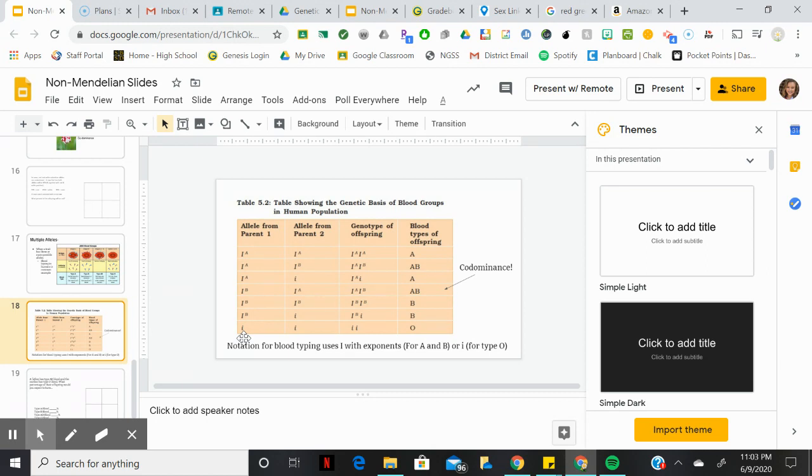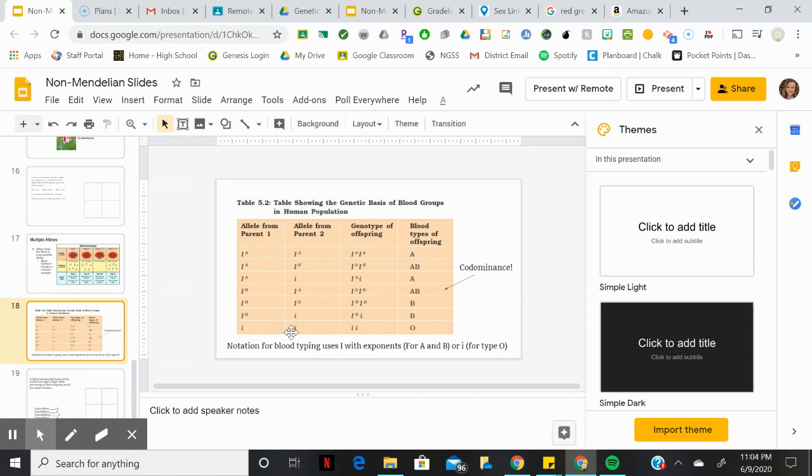I'm assuming it's because antigens and antibodies are all often called immunoglobulins. But anyway, remember that it is the I. Okay? I capital A is type A blood, while I capital B is type B blood. Lowercase i, we know that lowercase means recessive, and that is type O.